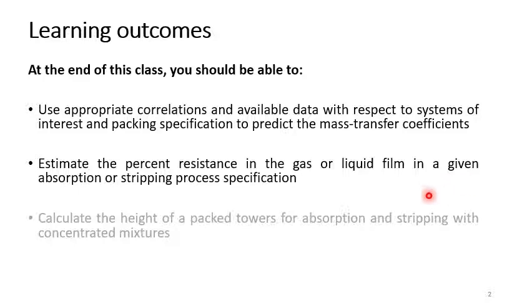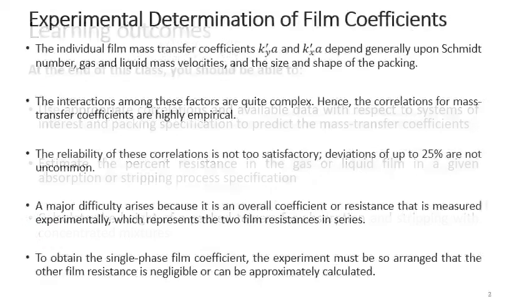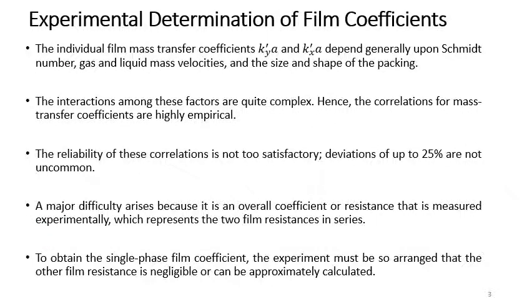But for this part 1, you should be able to use appropriate correlations and available data with respect to systems of interest and packing specification to predict the mass transfer coefficients, and also to estimate the percent resistance in the gas or liquid film in a given absorption or stripping process specification. The next learning outcome, we will cover in part 2 of the video. So how do we determine the film coefficient values?